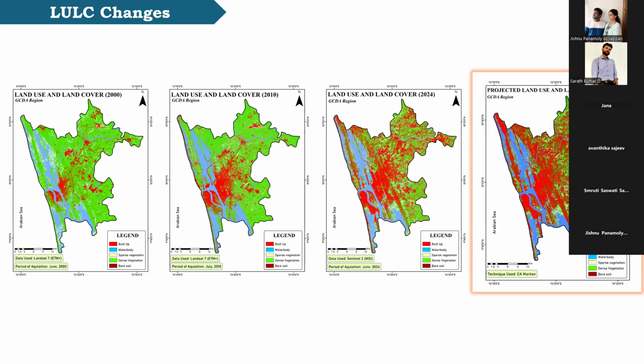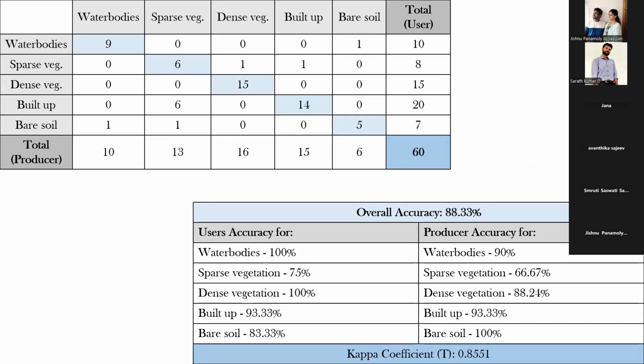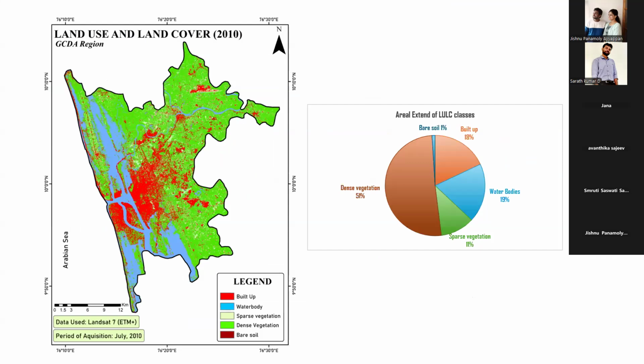And this is the statistical analysis and overall accuracy assessment and kappa coefficient. This is for 2010, this is for 2024. And this is the projected LULC for 2030. And you can see the gradual increase in the built-up area and dramatic decrease in the dense vegetation.